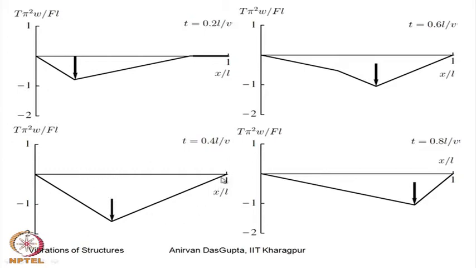So, this information that there is a force travelling on the string has reached this end. Here at 0.6 L over V, you can see a kink forming here. So, actually the information is now reflecting back and forth on the string. And this shows the point at 0.8 L over V.